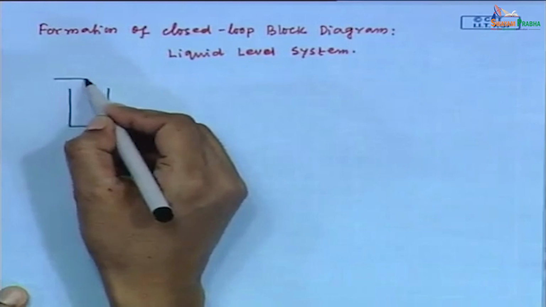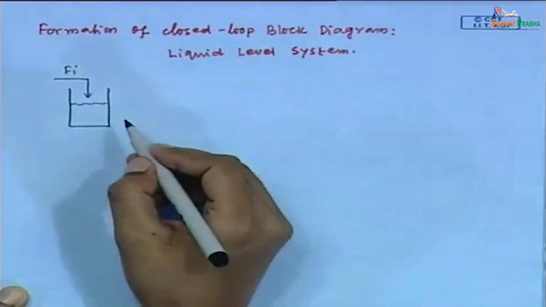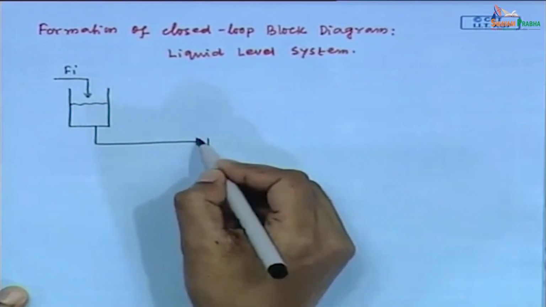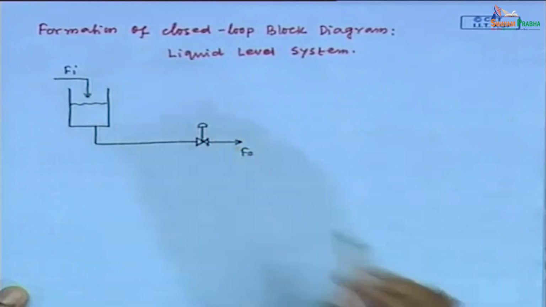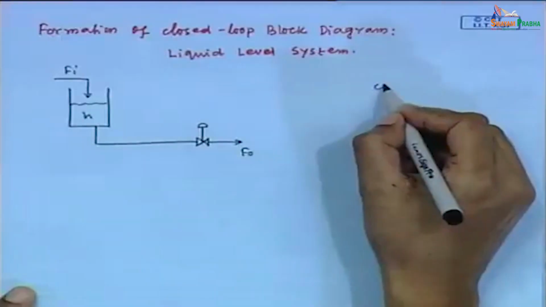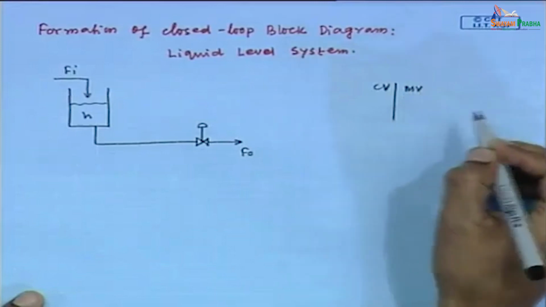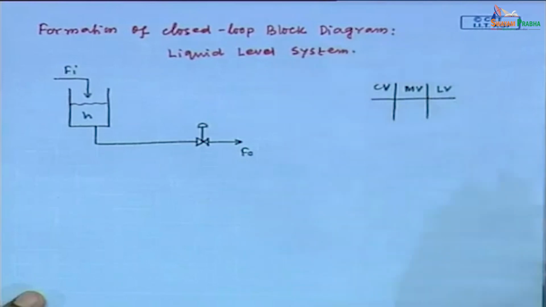This is the liquid tank, Fi is the inlet flow rate and the outlet flow rate is say F naught. Height of liquid in the tank is H. Fine. Now, the objective is to maintain the liquid height in the tank at its desired value.